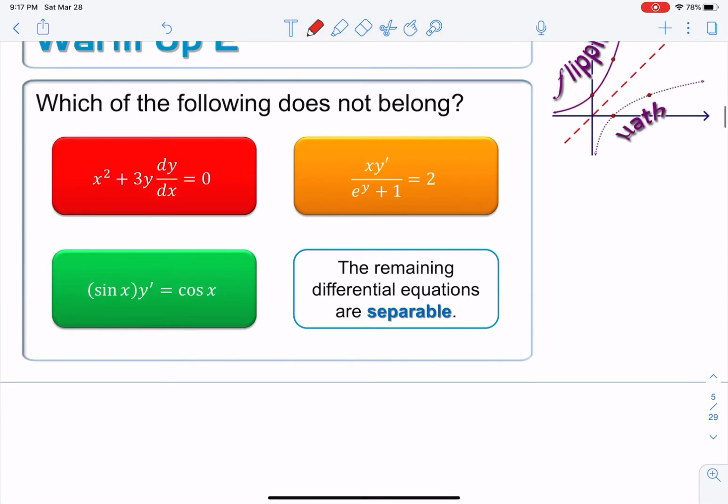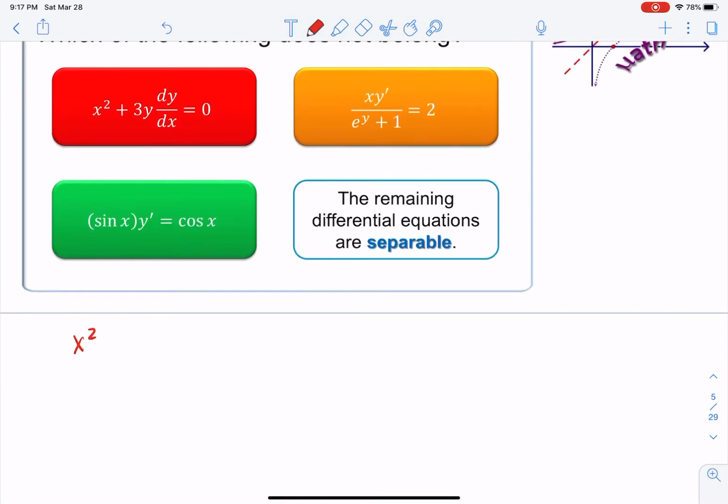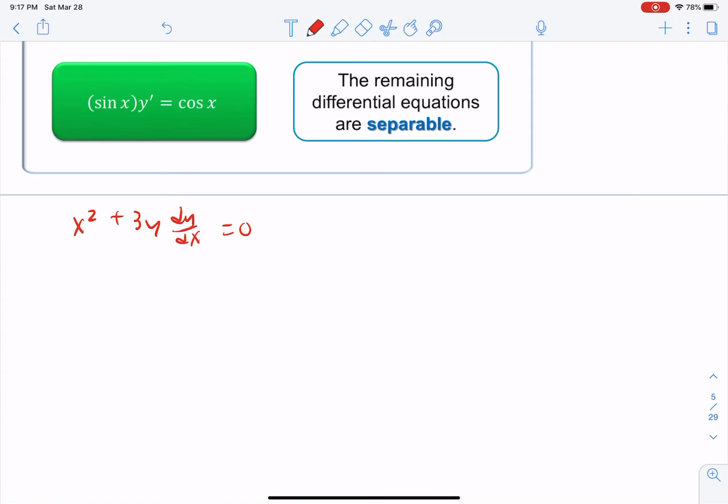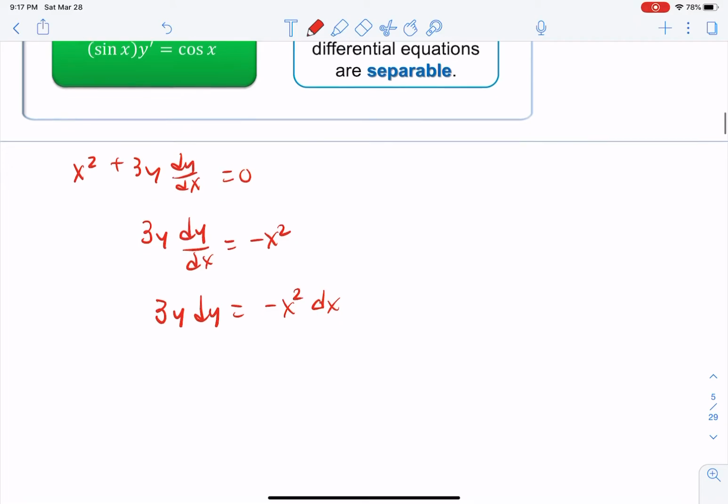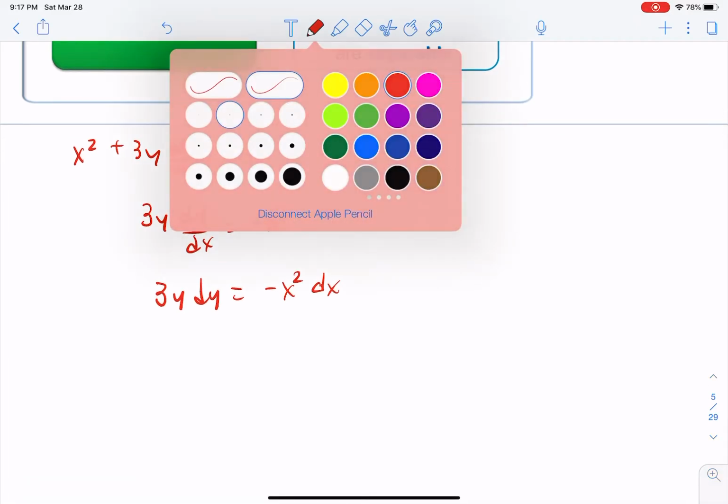So the first red one here was x squared plus 3y dy/dx is equal to 0. I'm going to get x's over on the right, and the y stuff is going to stay. So 3y dy/dx is equal to negative x squared. And I need to get the dx over to the right-hand side too. So I'd have 3y dy is equal to negative x squared dx. And there we go. We have just separated that red equation.